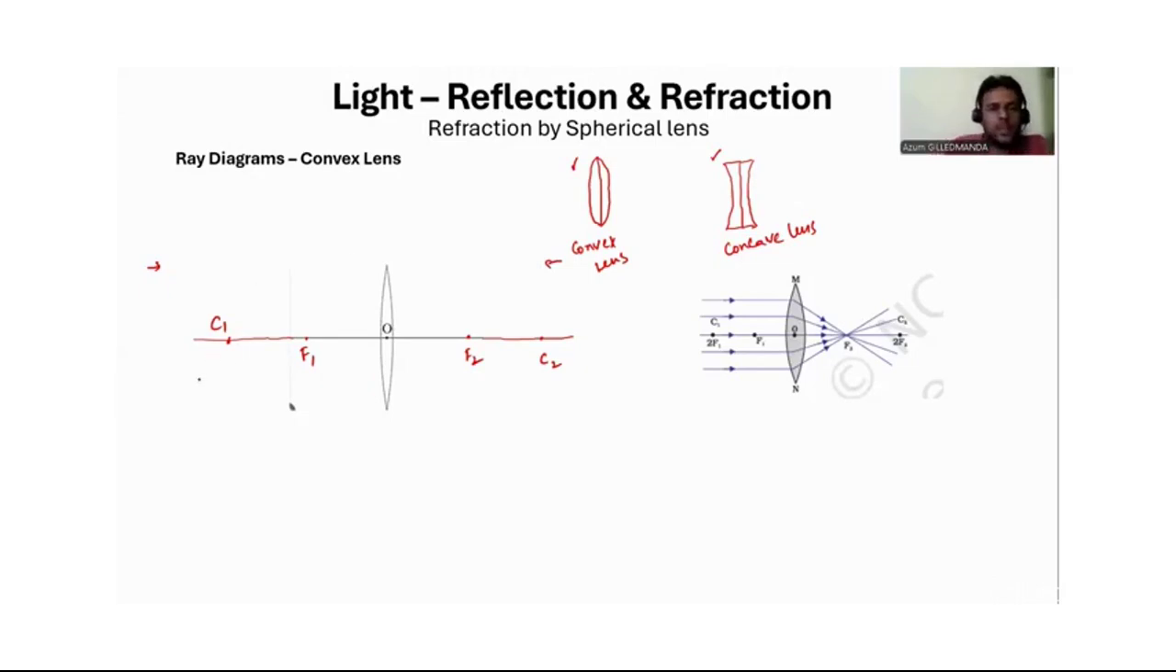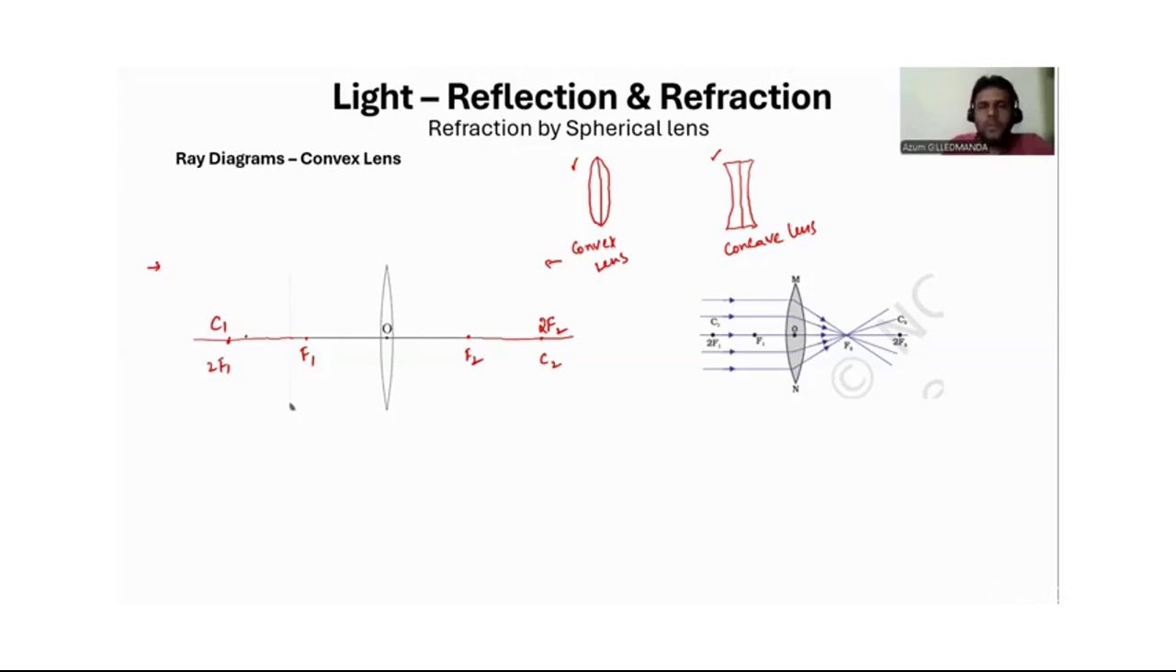Then this is also called 2F1, because F1 is the midpoint between O and C1. So this distance is 2F1. In a lens, we mostly refer to 2F1 and 2F2. When I say 2F1 and 2F2, 2 times F1 and 2 times F2, that is nothing but C1 and C2. This is 2F2. This is what we will refer to. 2F1 means the center of curvature.